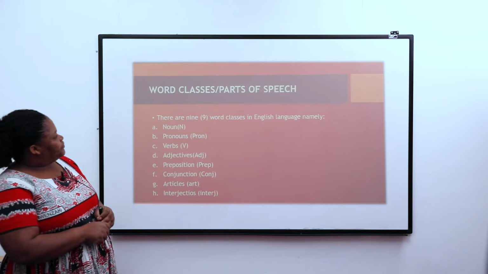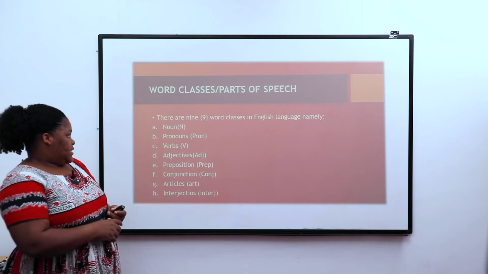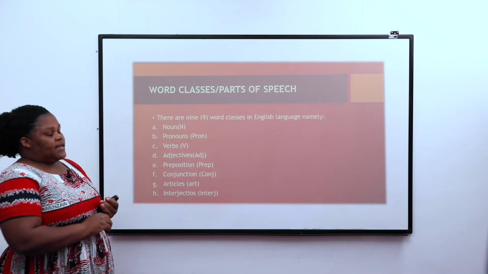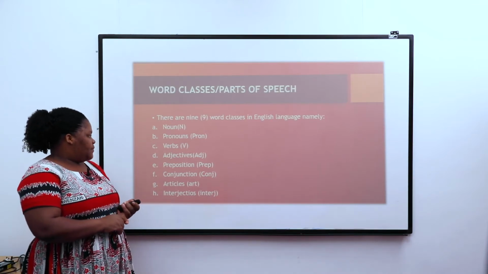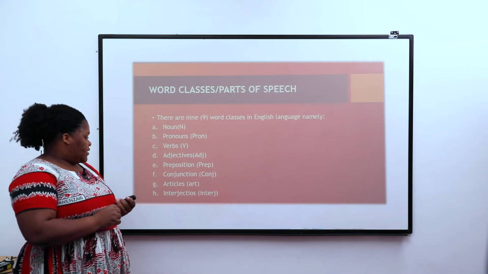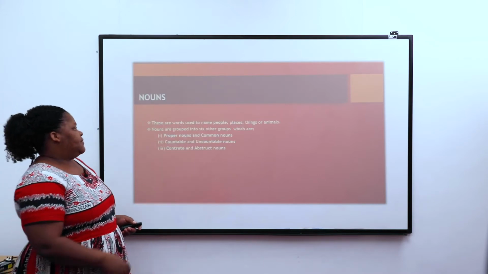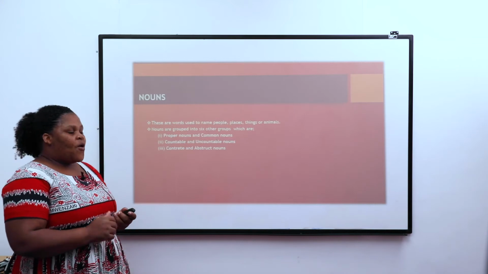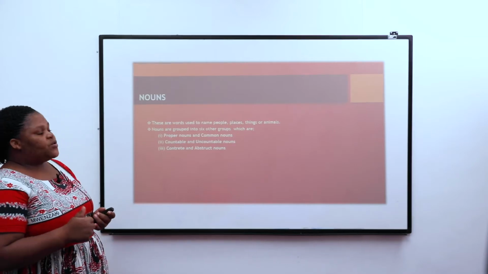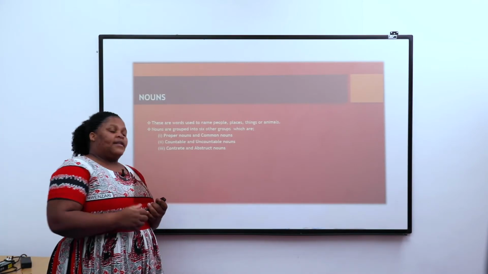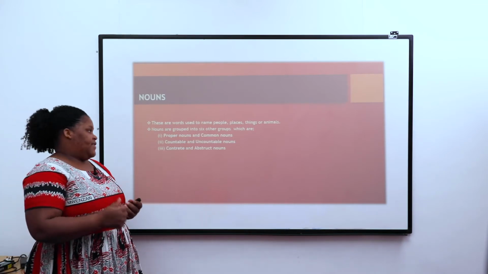Here are the word classes, or sometimes they are called parts of speech. There are about 9 word classes in English. Those are nouns, pronouns, verbs, adjectives, prepositions, conjunctions, articles, and interjections. But our concern today will be on nouns. Now, nouns, we say these are words used to name people, places, things, or animals. Generally, nouns mean names of things.